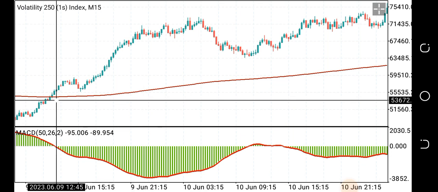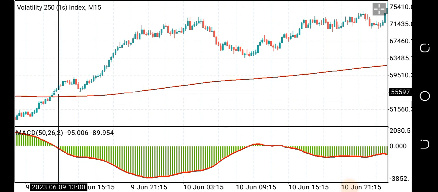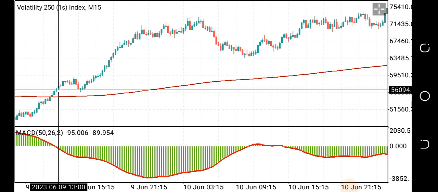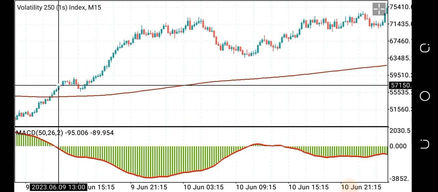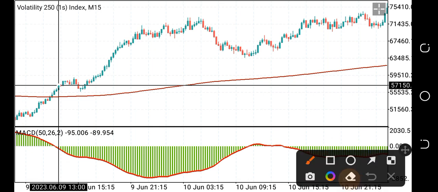You can see this is where the MACD cross is. The first point is that the candlesticks are above the moving average. That is the first thing. The candlesticks are above the moving average. That shows a trending market, an uptrending market. That is the first criteria.